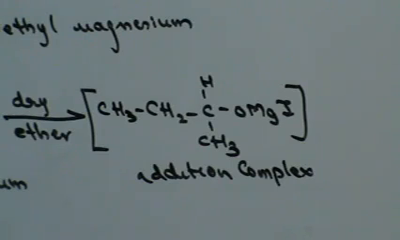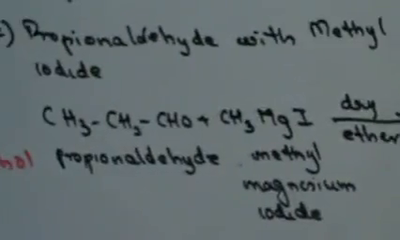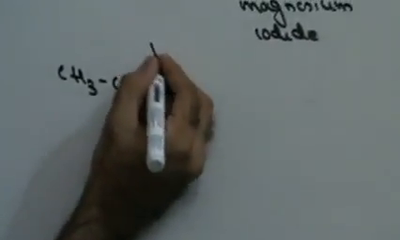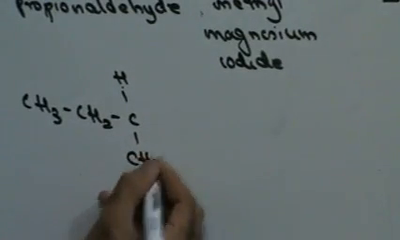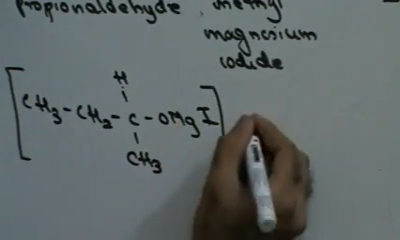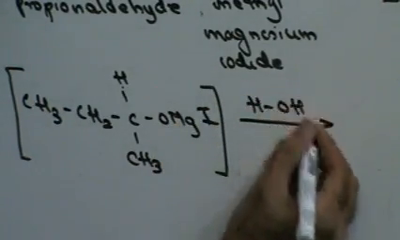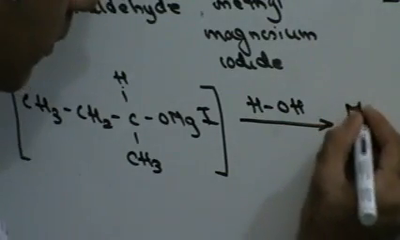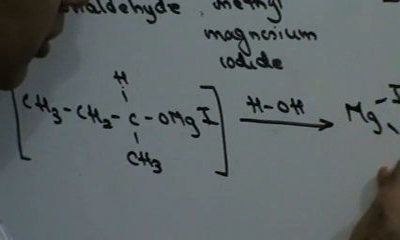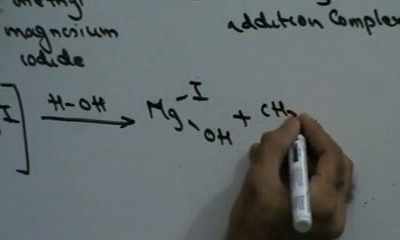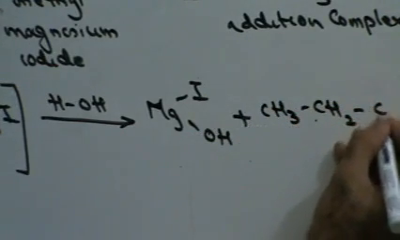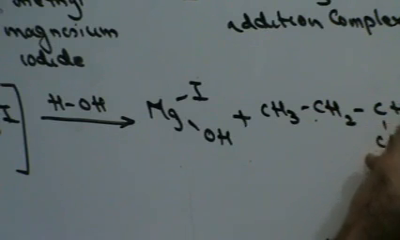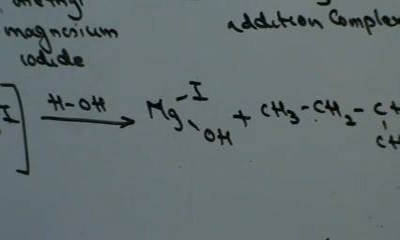Right, the addition complex CH3CH2CH3OMgI undergoes hydrolysis, reacts with water molecule, inorganic separates out, MgI OH, inorganic out, so that hydrogen ion that remains from water will react with the addition complex to form CH3CH2CCH3CHOH. Right? This is the addition complex.